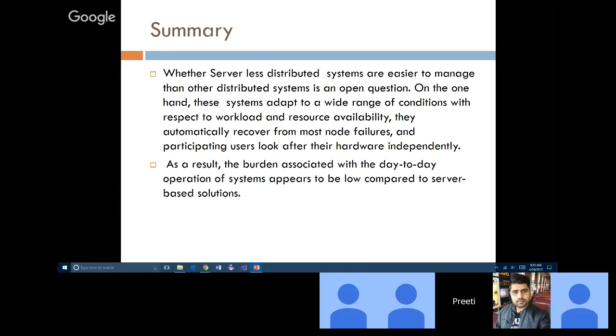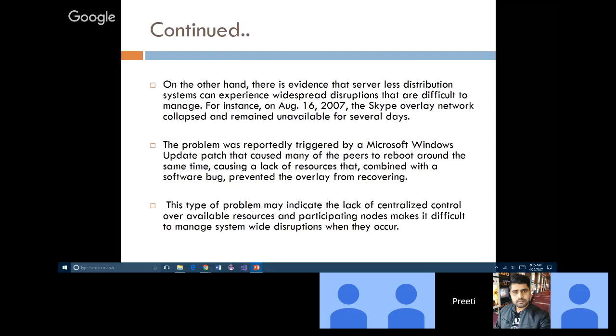And overall, it reduces the burden associated with the day-to-day operation of the systems, appearing to be low as compared to a server-based solution. On the other hand, if we look at the downside, there is evidence that serverless distribution can experience wide-range disruptions that are difficult to manage. For example, in August 2007, the Skype overlay network collapsed and remained unavailable. So that kind of thing can happen.